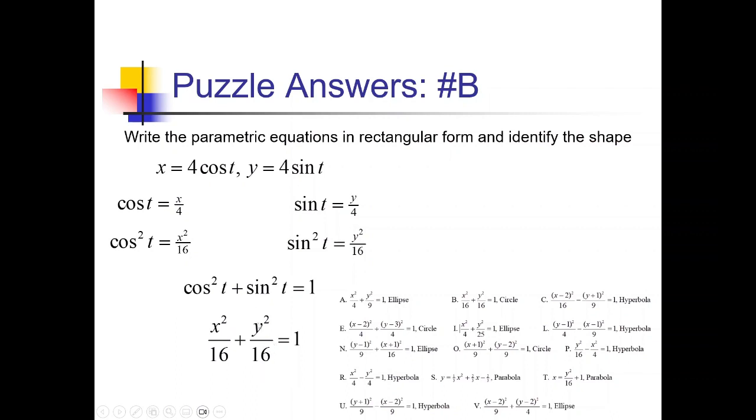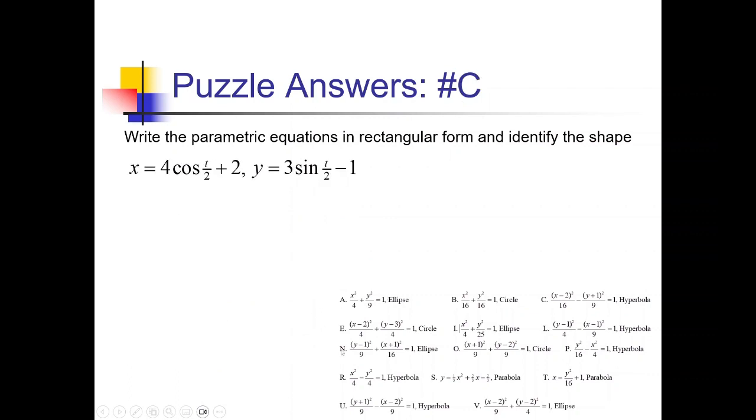Since I have two squared variables, it's not a parabola. Positive in here means it's not a hyperbola. And we have the same denominator, so that means it's going to be a circle. So we have x squared over 16, y squared over 16, circle. That all matches B, so on to the next. Here we go with letter C. Still haven't found anything that was wrong yet.